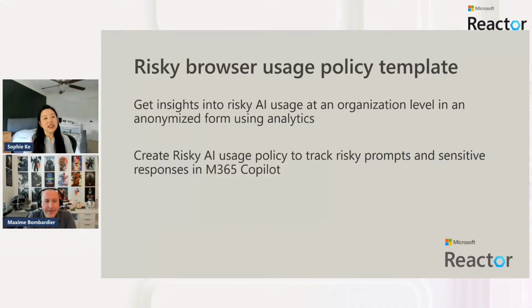So that was the insider risk management policy to detect visits to other AI sites. We do have a new template as well in insider risk management, which is the risky browser usage. This is another template within insider risk management that tracks risky prompts and sensitive responses in Microsoft 365 Copilot. So, jumping back, we covered how Microsoft 365 Copilot supports MIP, Microsoft Information Protection sensitivity labels, and we have DLP for Copilot as well. And now we're bringing it back. There's also insider risk management, if you think about that triangle that Max talked about. So in terms of insider risk management for Microsoft 365 Copilot, we also have the risky browser usage template.